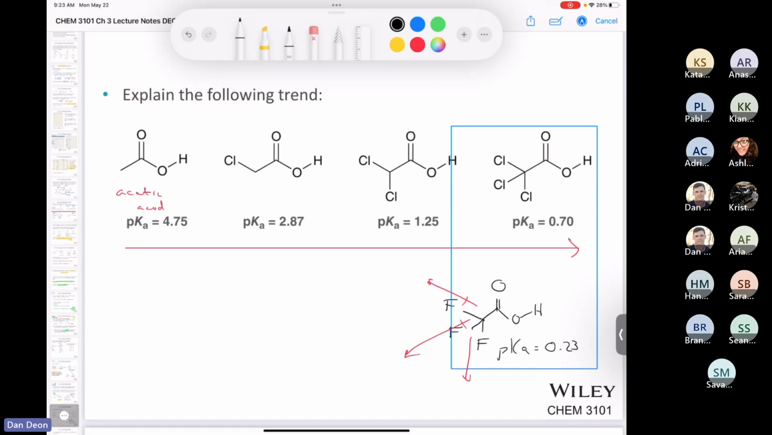In fact, we use trifluoroacetic acid. We have an acronym for that: trifluoroacetic acid, we call it TFA. We actually use this as a reagent a couple of times in organic chemistry too. Never in organic 1, but in organic 2, we use it a couple of times.